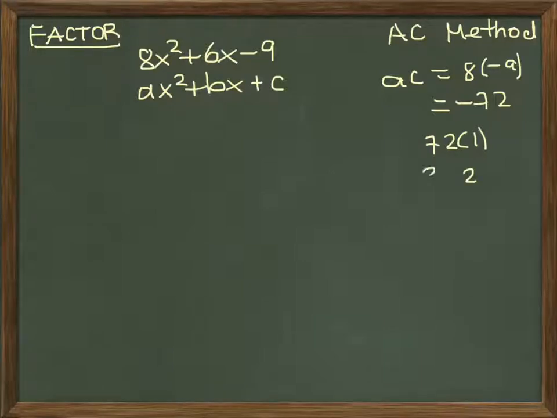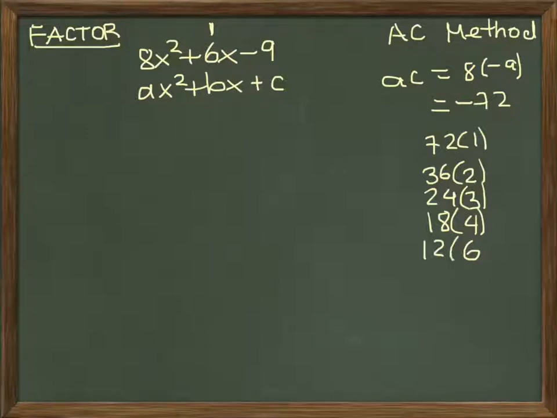2 and 36, that doesn't work. I'm looking for a 6, okay? 3 times 24 doesn't work. 4 times 18 doesn't work. I can't do 5, but I can do 6. So it's 6 times 12, and this is my pair.